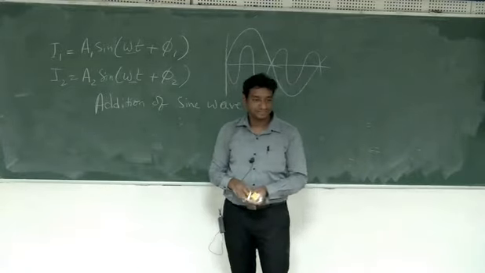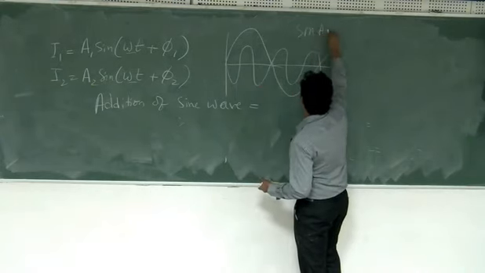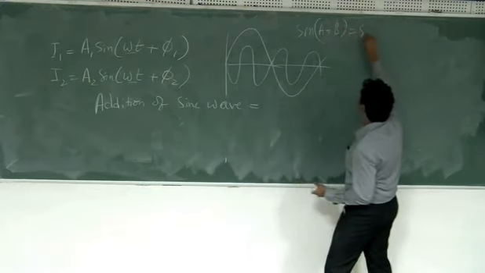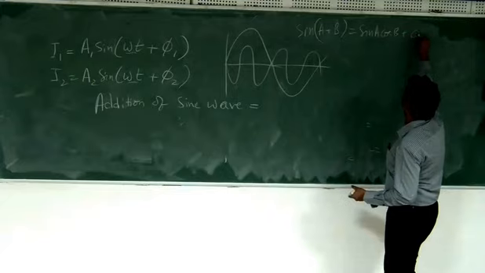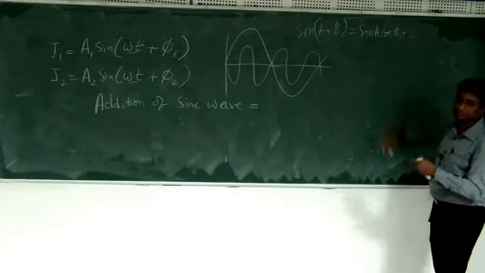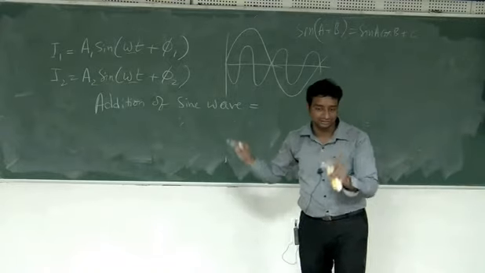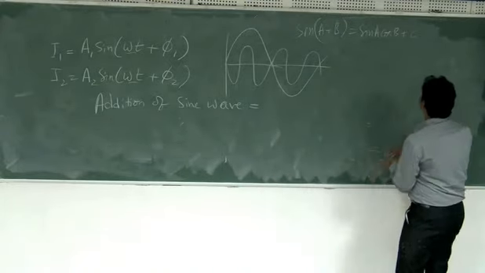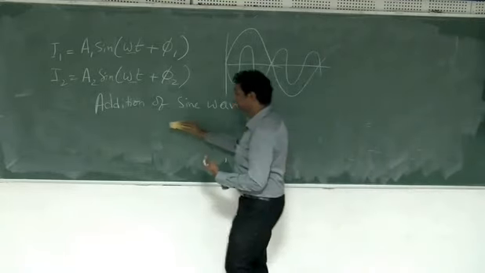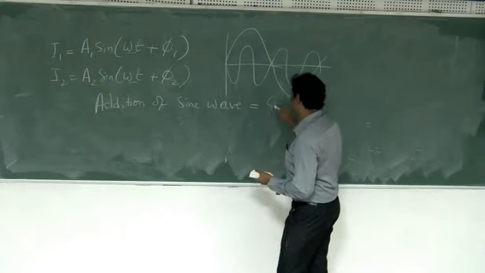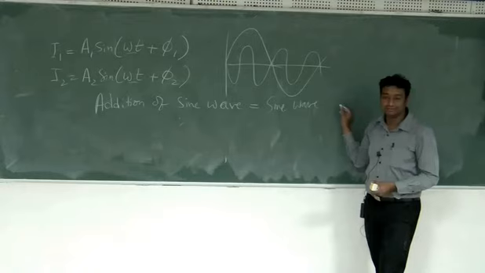What about this? What is sine A plus B? Sine A cos B plus cos A sin B, and then this in turn you can write separately in terms of sine of A plus B by 2 or something like that. I don't want to go into mathematics now. So just you can see, addition of sine waves again gives you a sine wave. The condition is the frequency must be the same.